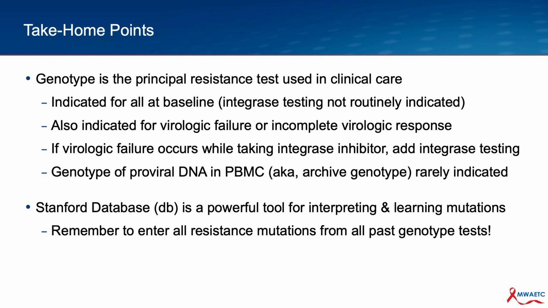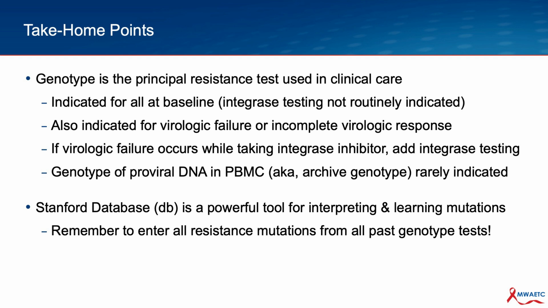So take home points and I'll wrap up. So the genotype is certainly the principal resistance test used in clinical care, indicated for all at baseline, and integrase resistance testing is not routinely indicated, only indicated if you have a reason to suspect integrase resistance at baseline, such as past cabotegravir exposure or transmission of integrase mutations from a partner. Genotype resistance testing is what we send for virologic failure or incomplete virologic response.